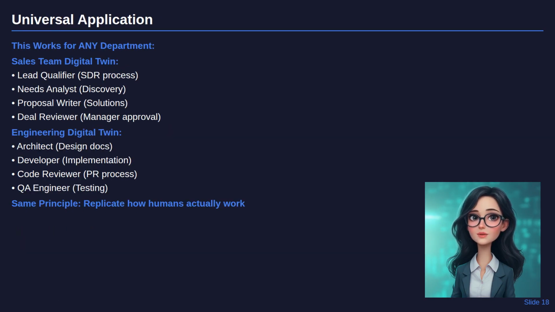This approach works for any department. Want a sales team digital twin? Create a lead qualifier agent that follows your STOA process. A needs analyst agent that handles discovery. A proposal writer agent for solutions. A deal reviewer agent for manager approval. Same principle. Replicate how your sales team actually works, not how the process diagram says they work.